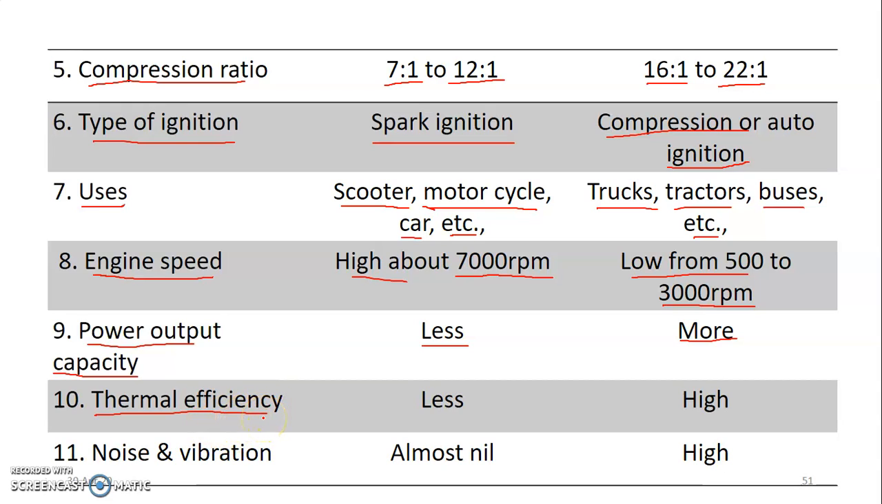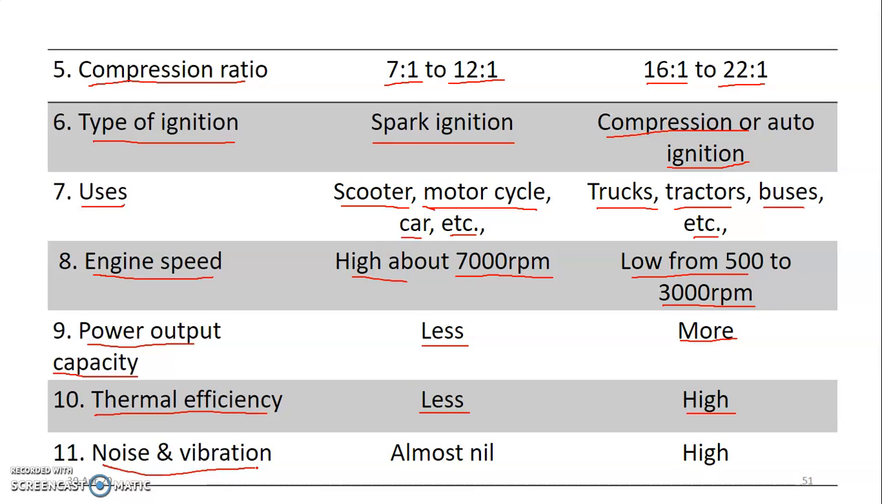If there is a heat loss inside the engine cylinder, then the thermal efficiency is less. If the heat loss is minimum, then the thermal efficiency is very high, and we can get more power. So here the thermal efficiency of the petrol engine is less, and the thermal efficiency of the diesel engine is high. And noise and vibration: when you compare, there is noise produced when you run the engine.